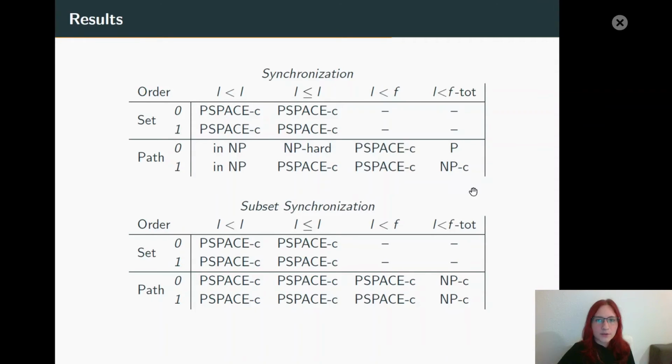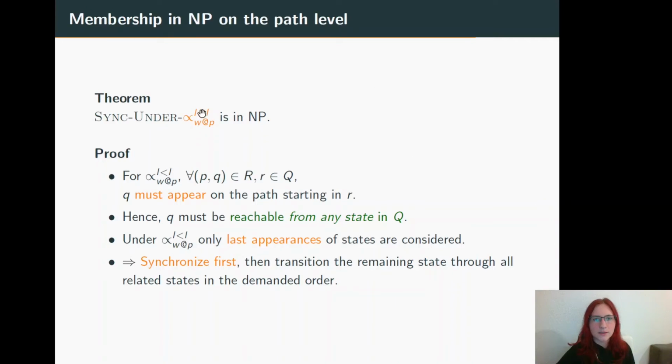All of these observed differences vanish if we go from normal synchronization to subset synchronization, because here, for these cases, we observe PSPACE-completeness, and in the case that R is a strict and total order, we observe NP-completeness, and also this difference here now disappeared. In the case that the last position of the first state is strictly smaller than the last position of the second state, this problem is actually contained in NP.